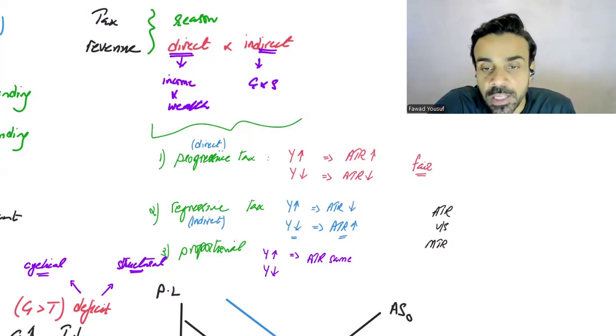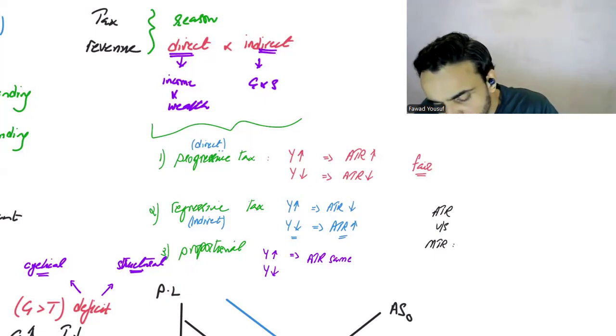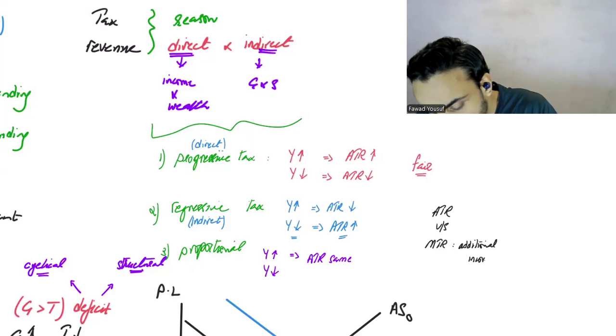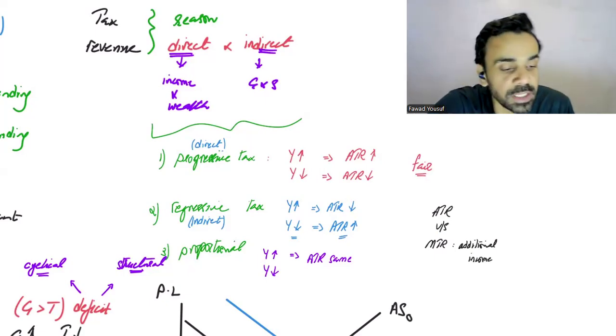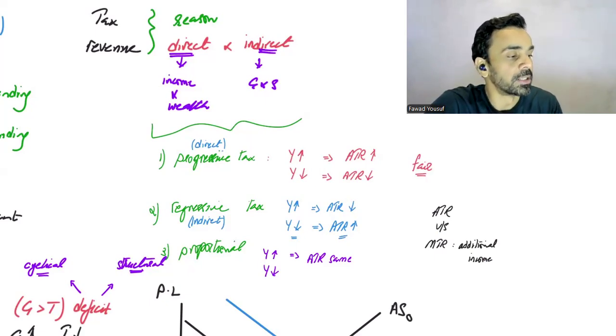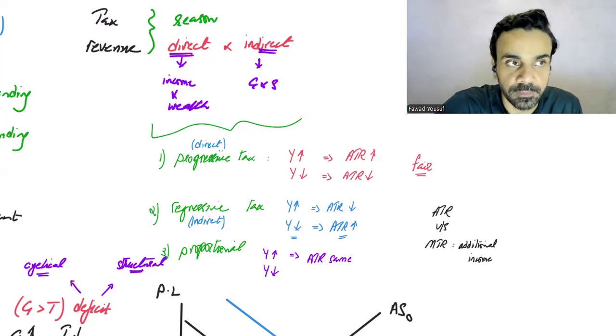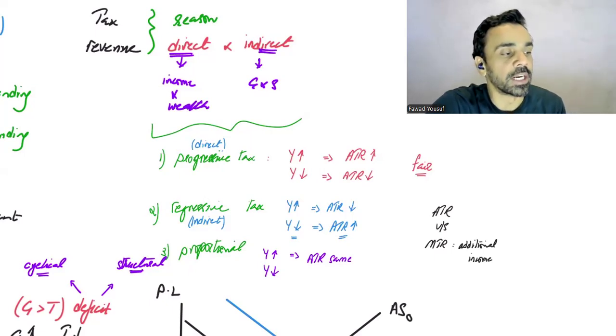Okay. Marginal tax rate is slightly different. Marginal tax rate deals with the additional income that is being earned. So the richer you get, the higher your income becomes. So on every extra income that you generate, the government takes a particular tax percentage on that extra income earned.